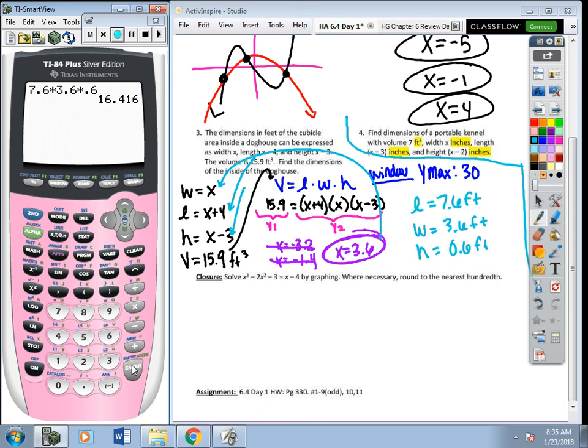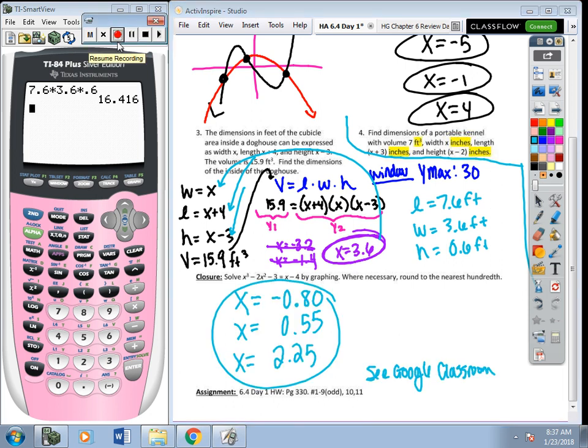Okay. I'm going to skip 4. See if you guys can do the closure real quick, practicing that either by using method 1 or method 2. So those are the 3 answers you should be getting.